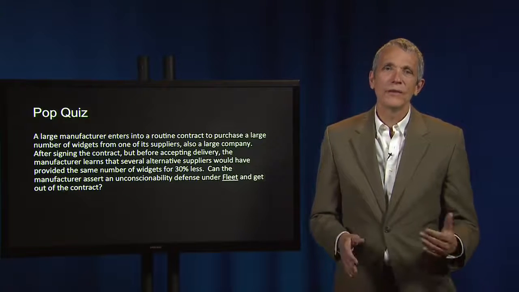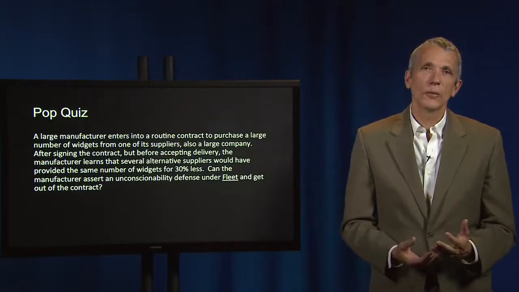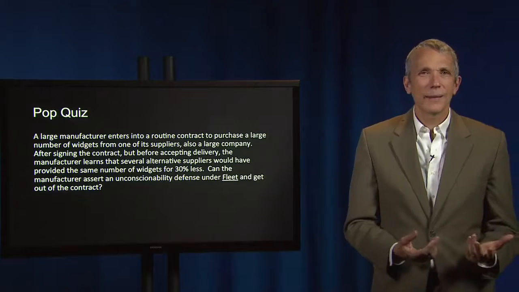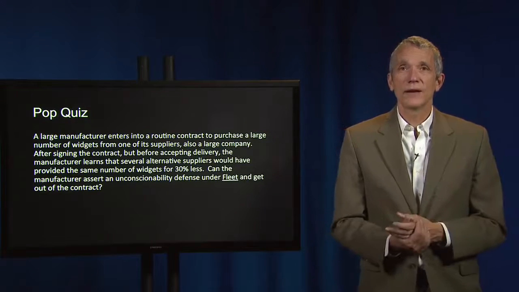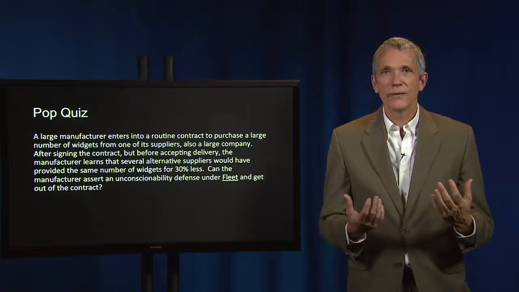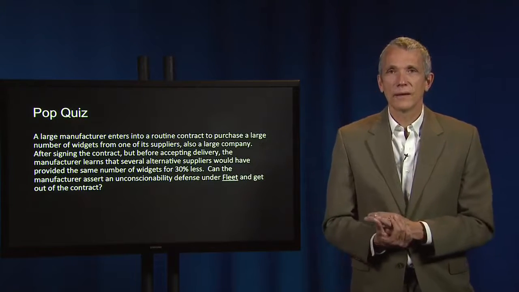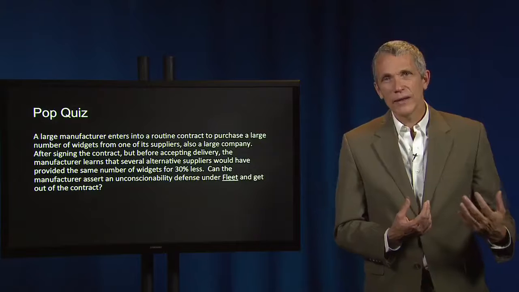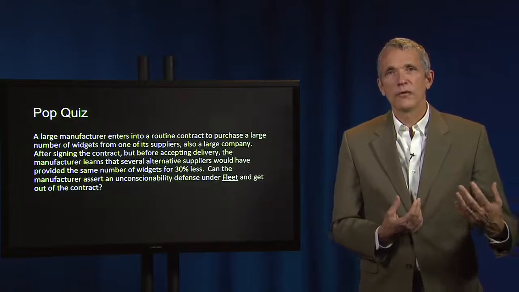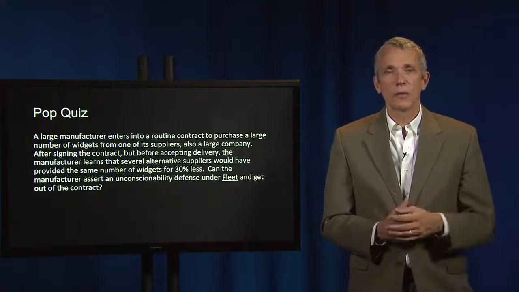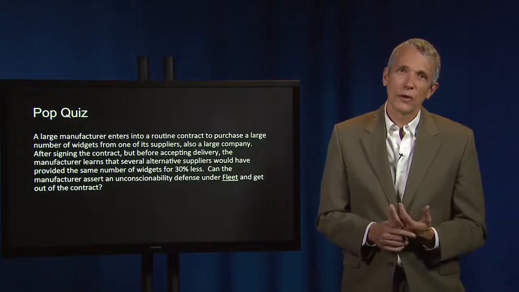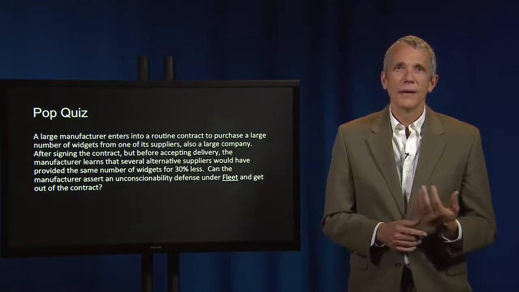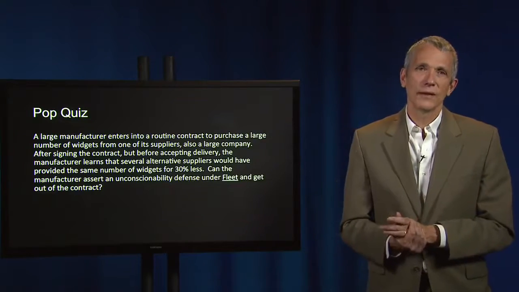No. Even assuming that the manufacturer could show the price was unfair, this hypothetical is missing the element of procedural unconscionability. It's missing evidence that there was a defect in the process. The contracts in Fleet were between a professional seller exploiting vulnerable consumers. The manufacturer in this example is a large, sophisticated company engaged in routine business transactions.